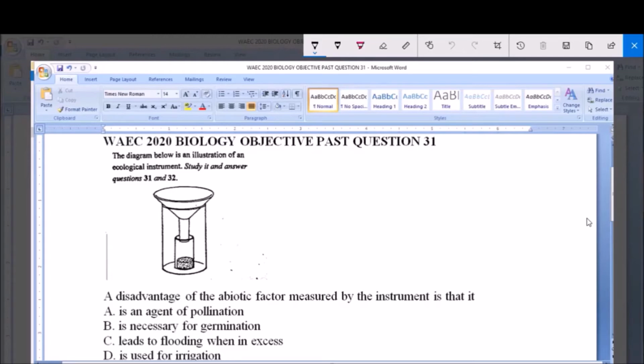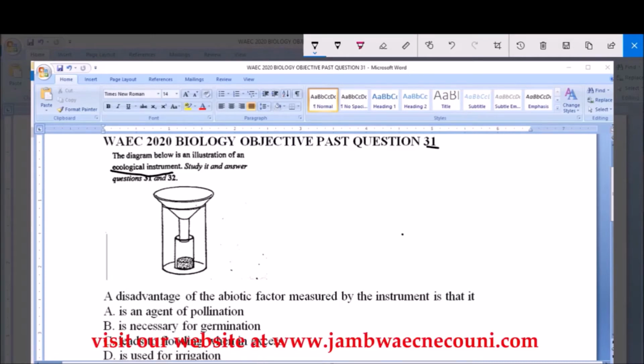Now you have a diagram which is an illustration of an ecological instrument, and we're to use it to answer this question 31 and 32. Now the question is, a disadvantage of the abiotic factor measured by the instrument is that it A is an agent of pollination, B is necessary for germination, C leads to flooding when in excess, D is used for irrigation.